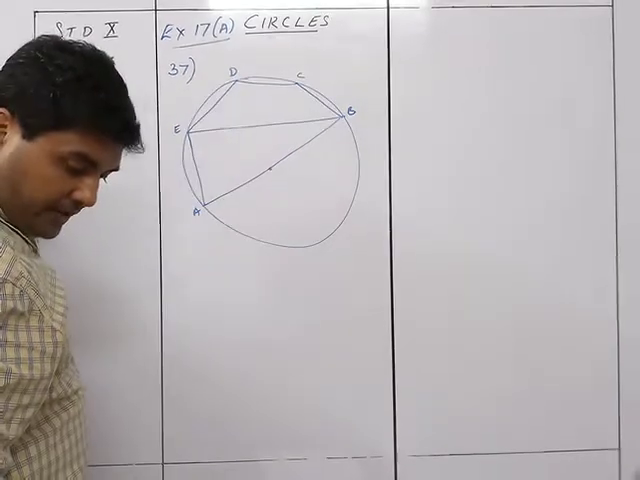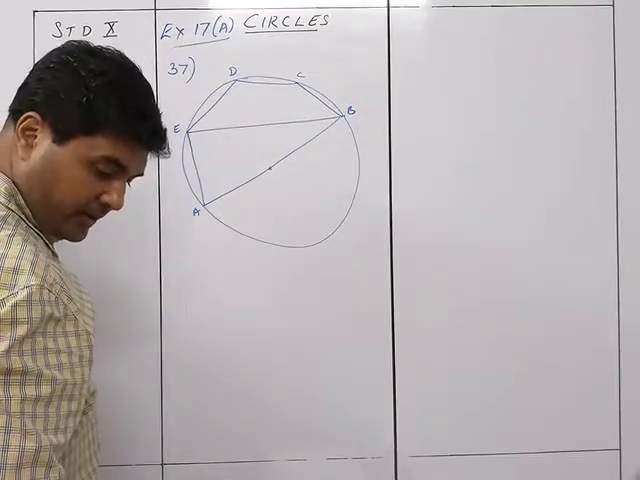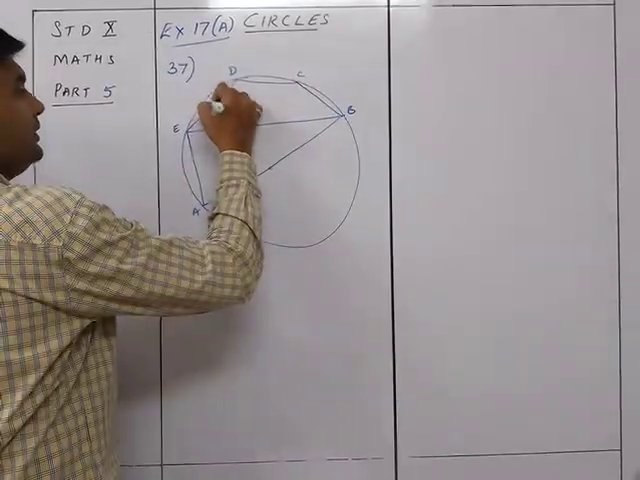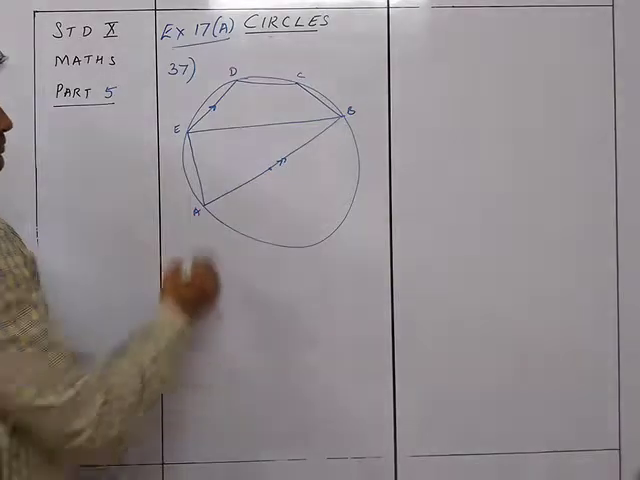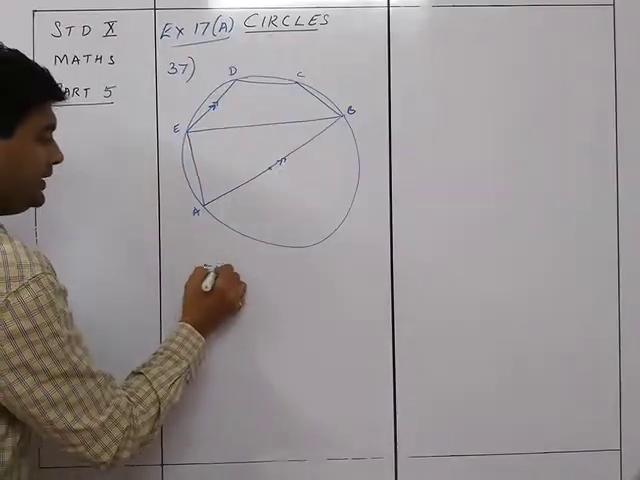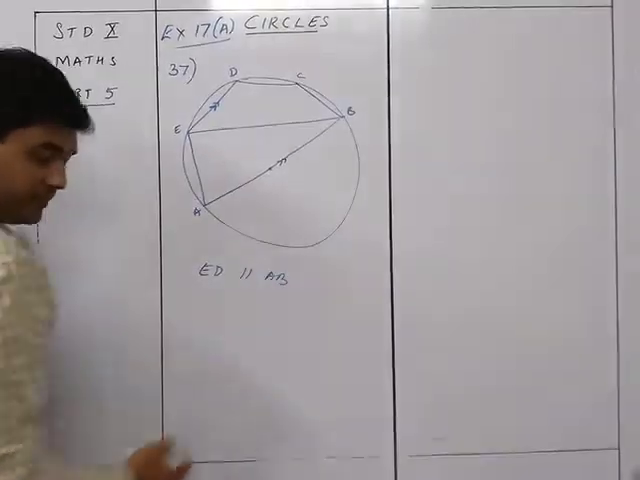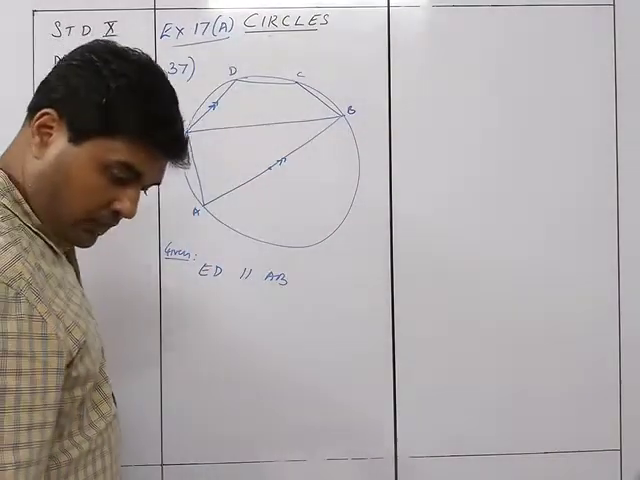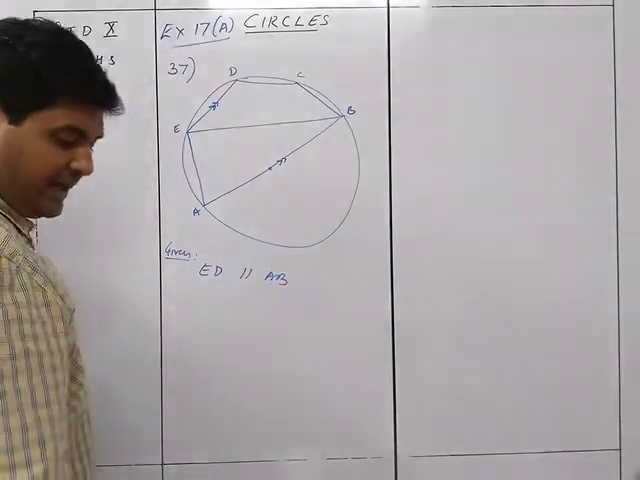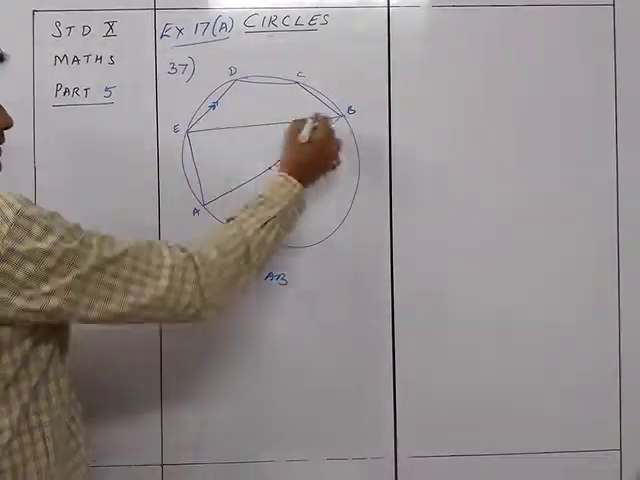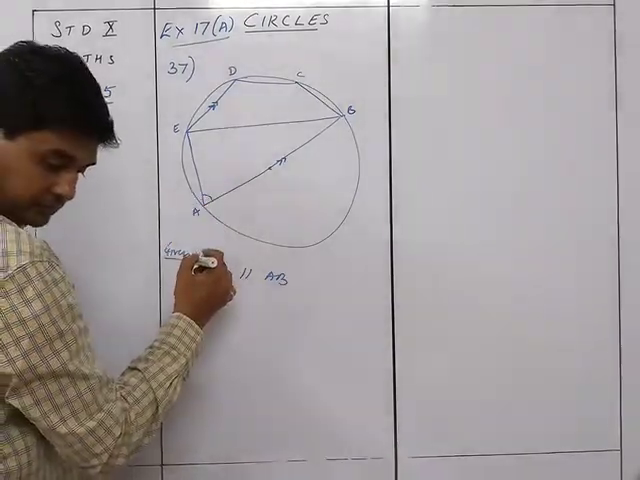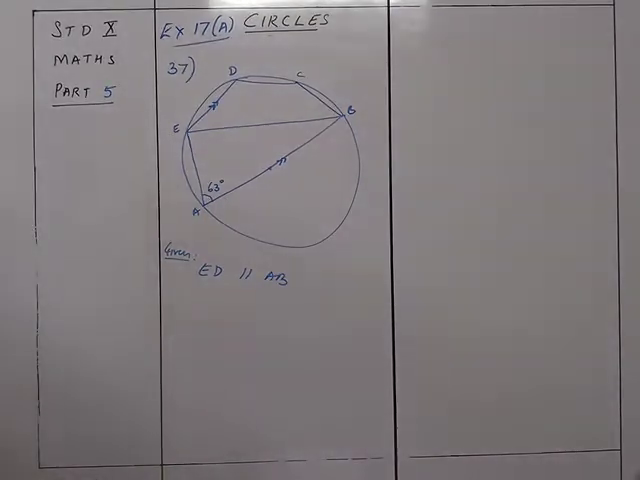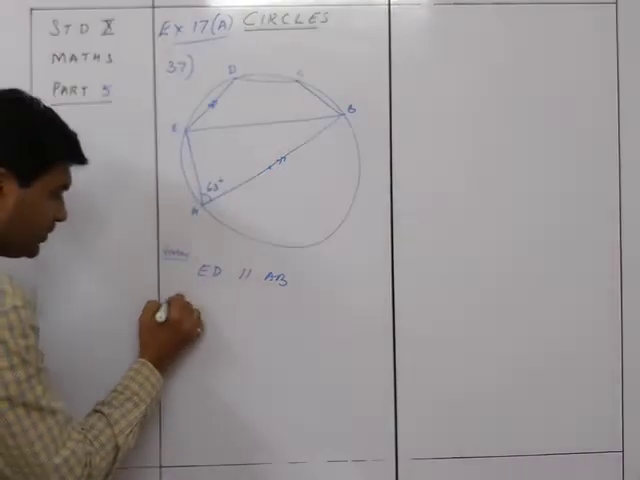This is the figure, and they are given that AB is a chord and chord AD, DE. AD is parallel to AB. ED is parallel to AB. ED parallel to AB is given to you. And the other thing they are given is that angle EAB, this angle over here, is 63 degrees. Good.